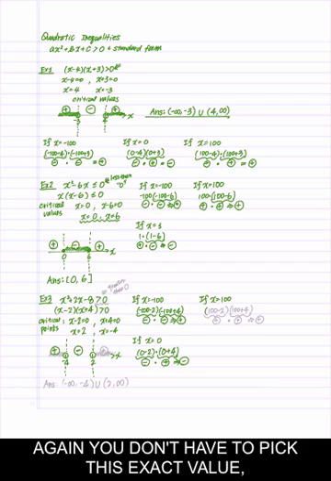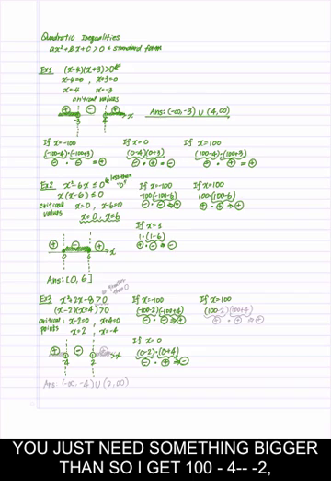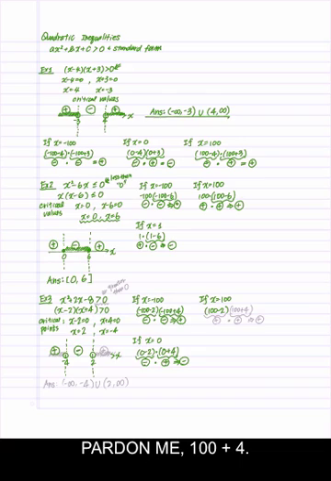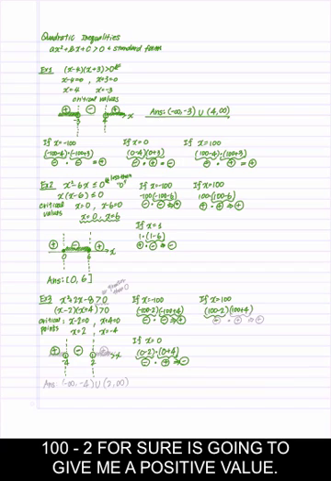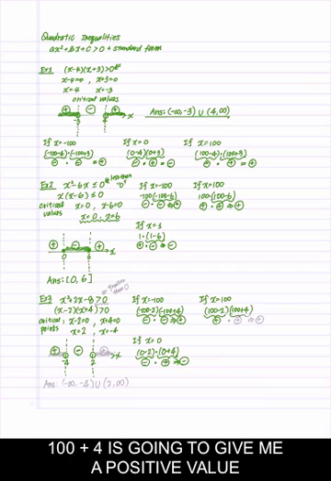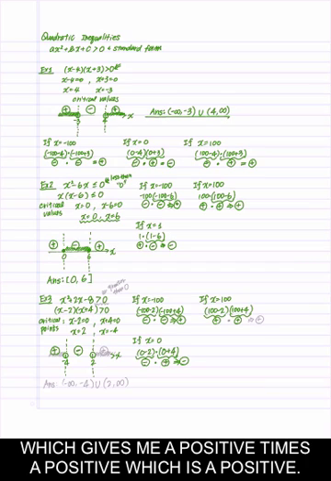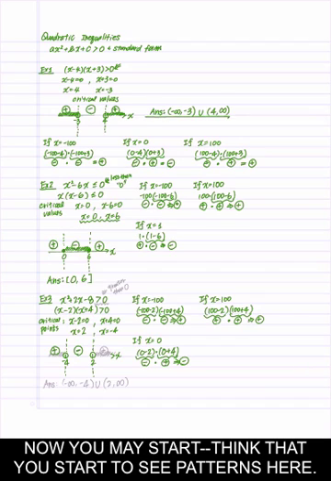Last up, if x equals 100, again, you don't have to pick these exact values, you just need something bigger than 2. So I get 100 minus 2, 100 plus 4. 100 minus 2 for sure is going to give me a positive value. 100 plus 4 is going to give me a positive value, which gives me a positive times a positive, which is a positive.